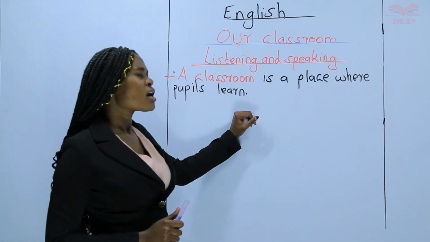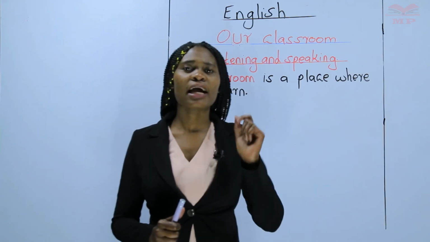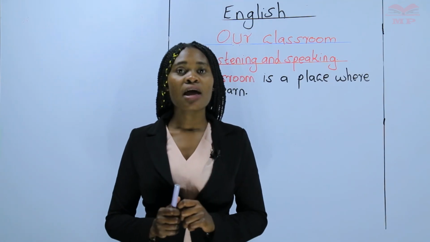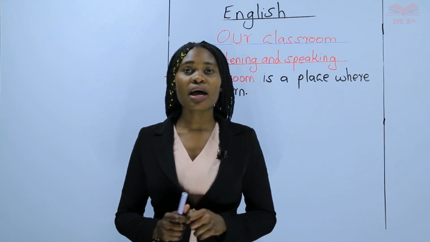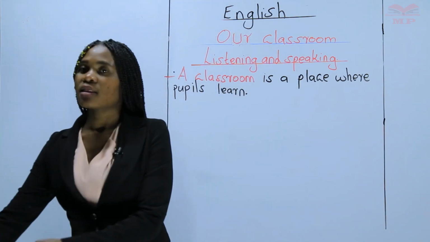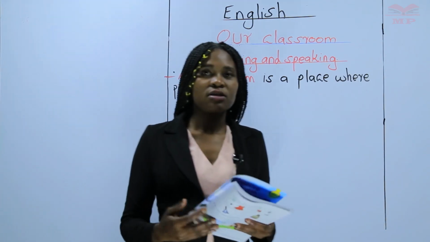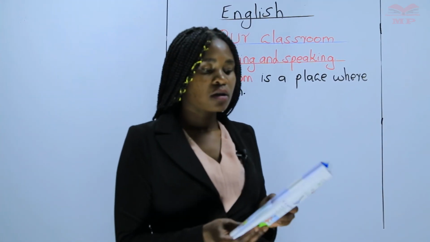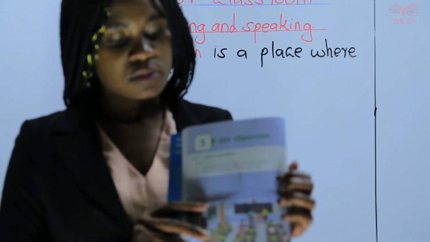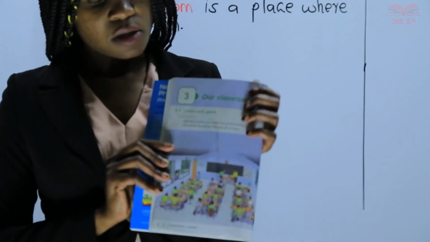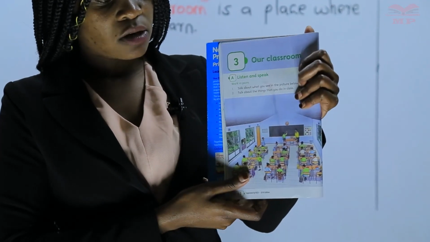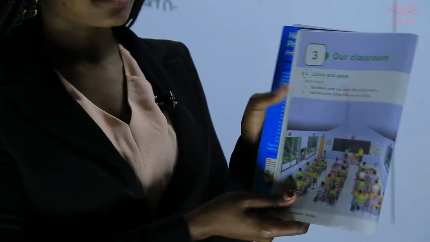So I want us to talk about the things found in a classroom. But before that, I am going to show you a picture. We shall talk about the picture, then proceed with our lesson. So the picture is on page 12 of our textbook. Now I want you to look at the pictures on page 12, and let's talk about what you can see.